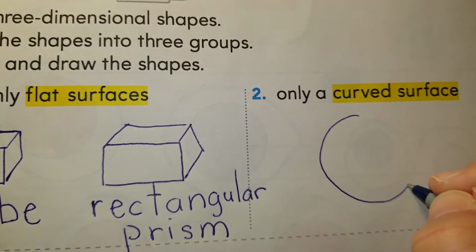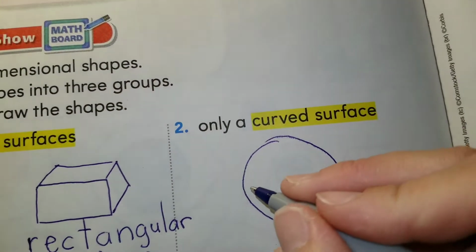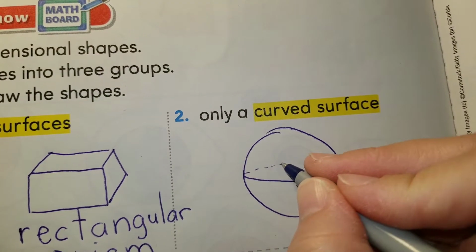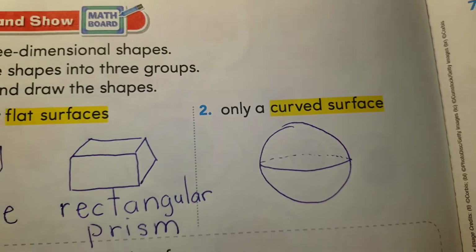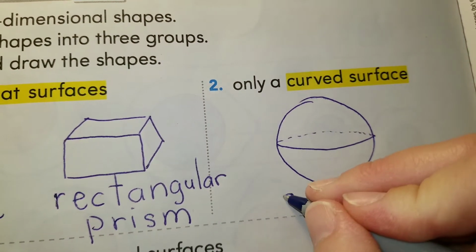So basically all you have to do is draw a circle. And you see these lines? We're going to draw the lines. We're going to draw a solid line over here. And then a dotted line on the back. And it looks a little bit like a ball, right? Look, that's a sphere.